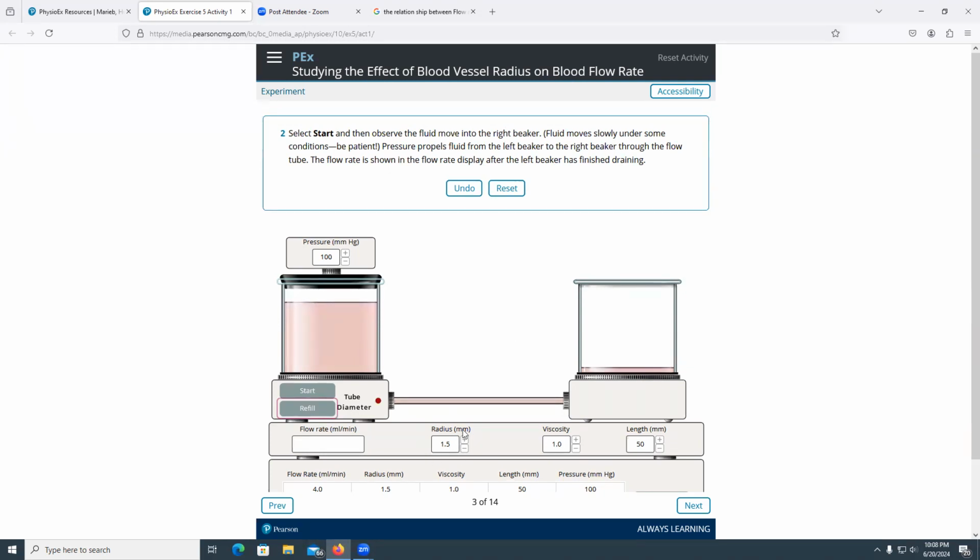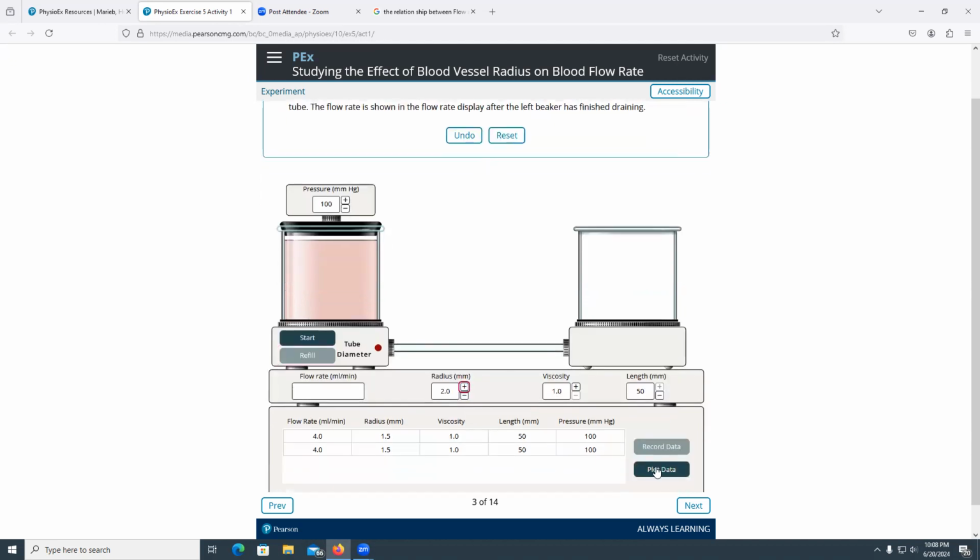So that's the only variable. These are not variables, these are constants. Viscosity is constant, length is constant. This is our independent variable. So let's do a couple. Let us now do two. Let's just keep doing a couple.